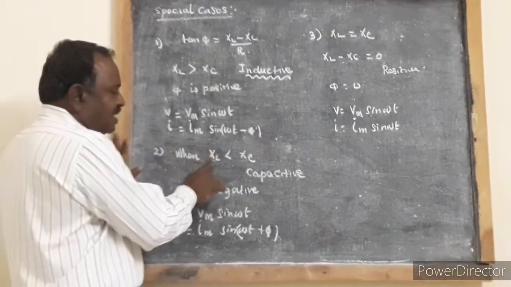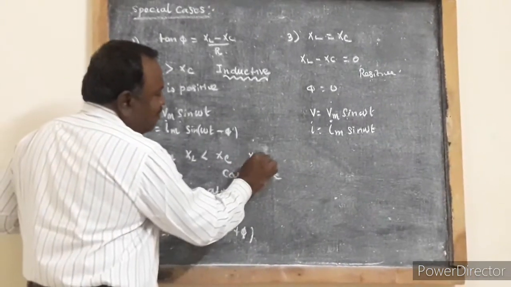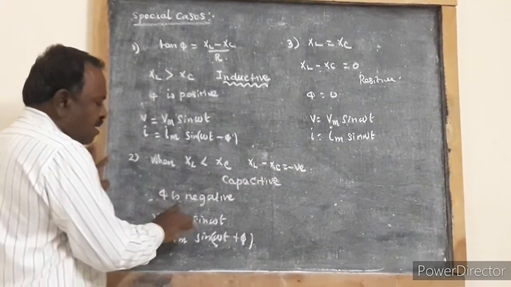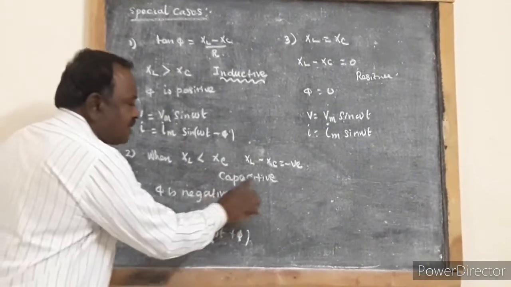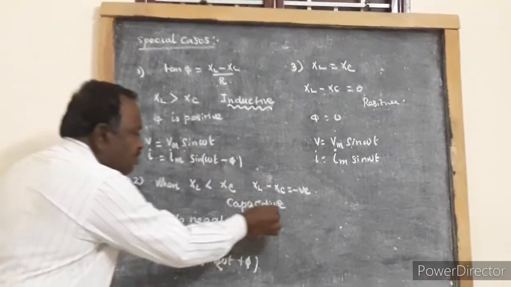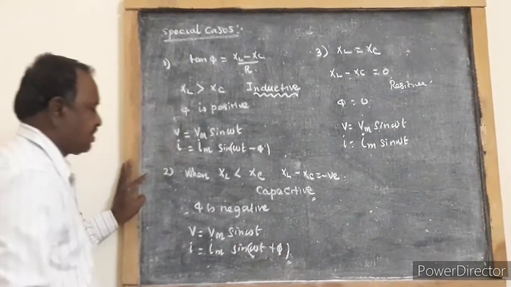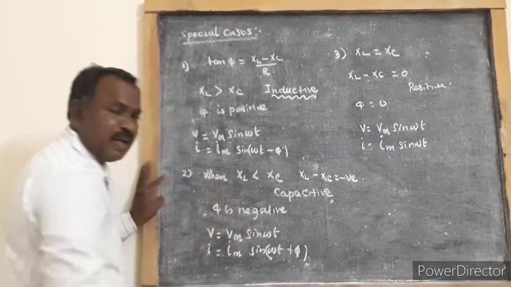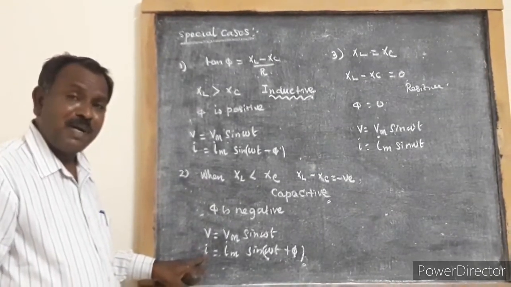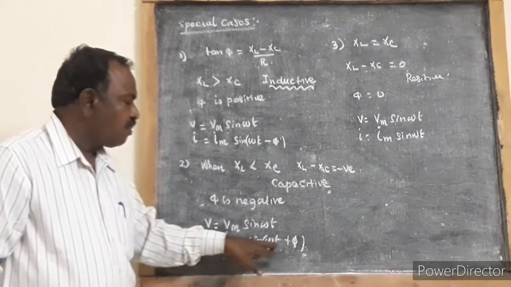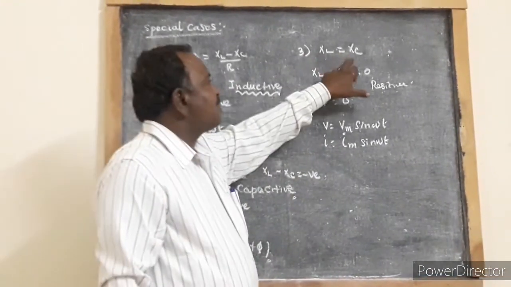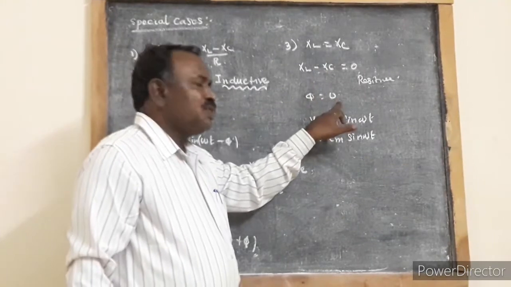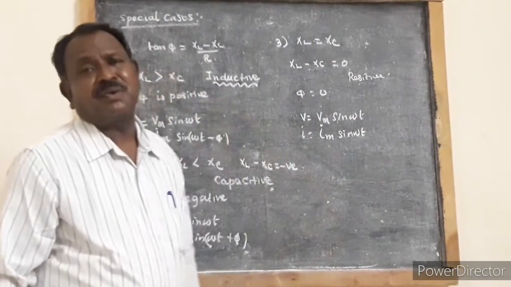Second case, when XL is less than XC, XL minus XC is negative, which means phi is also negative. In that case, the circuit is capacitive. Since the circuit is capacitive, the current will lead the voltage. So the voltage and current in the circuit are given by V is equal to Vm sin omega t, and the current is given by I is equal to Im sin (omega t plus phi). When XL and XC are equal, XL minus XC is equal to 0, then phi is also 0. If phi is 0, the phase difference is 0.